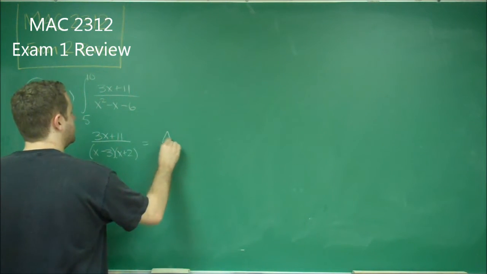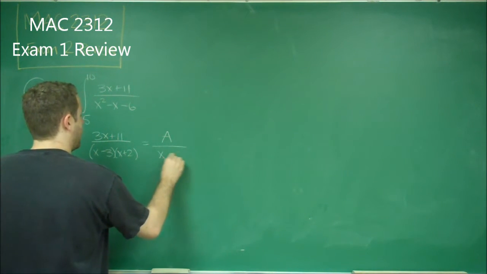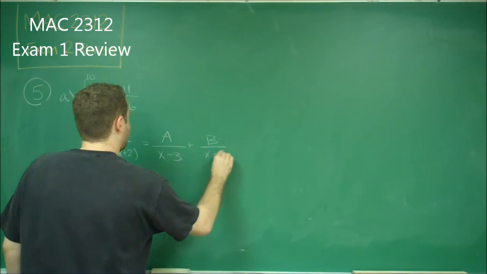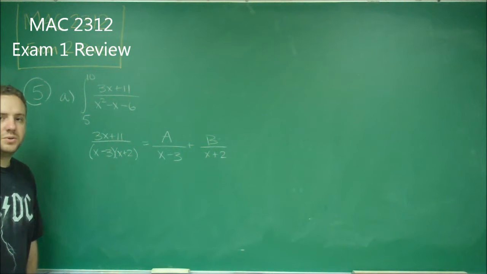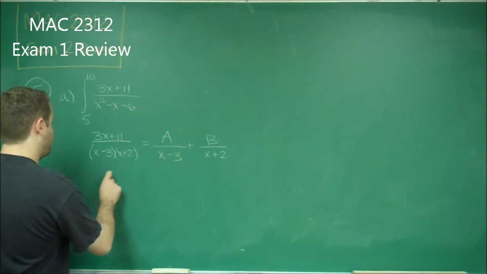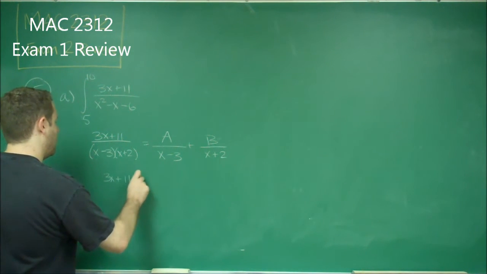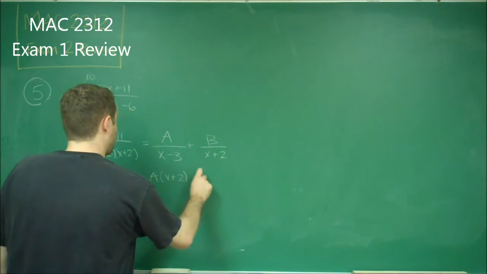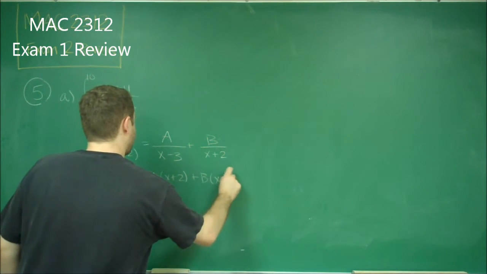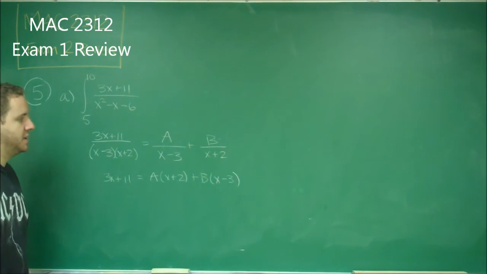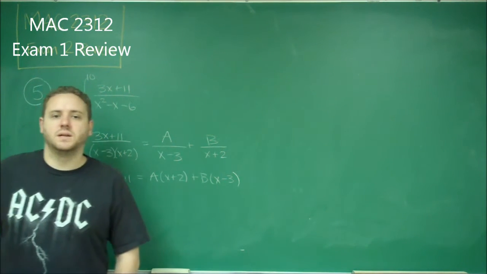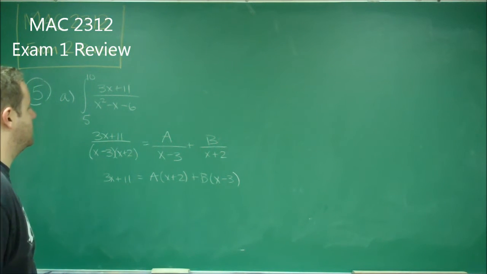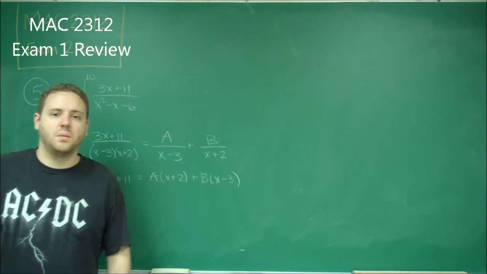So we know we can decompose that into A over x minus 3 plus B over x plus 2. So we know that 3x plus 11 has to equal A times x plus 2 plus B times x minus 3, doing our common denominator and getting our partial fractions. So you can see here, this one's simple enough to do just by plugging in a couple of numbers for x.